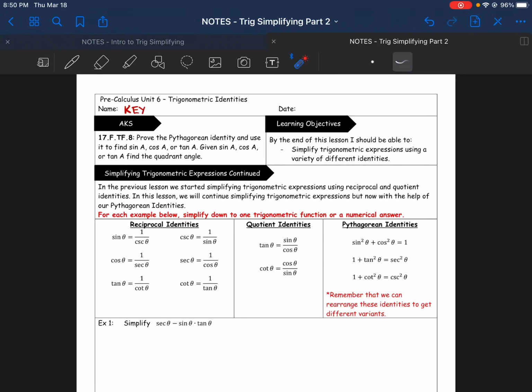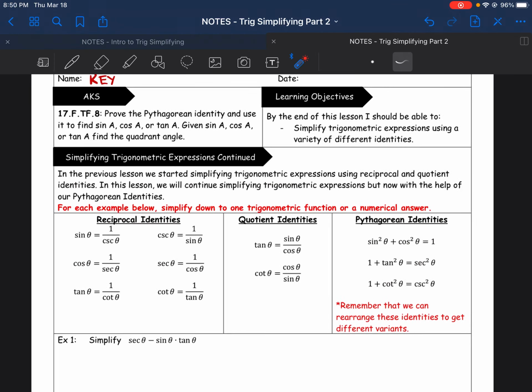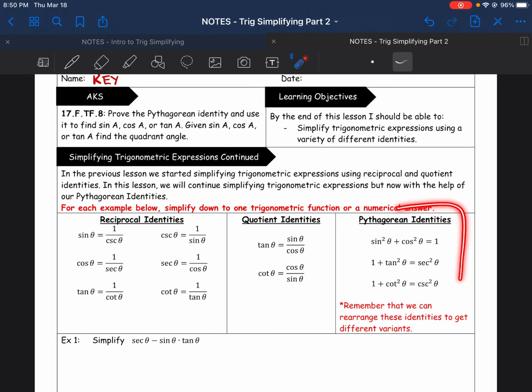In today's lesson, we're going to continue simplifying trig expressions using a variety of different identities and formulas. In the previous lesson, we started simplifying trig expressions, but we were only using the reciprocal and quotient identities, and I think we even used some even and odd identities here and there.